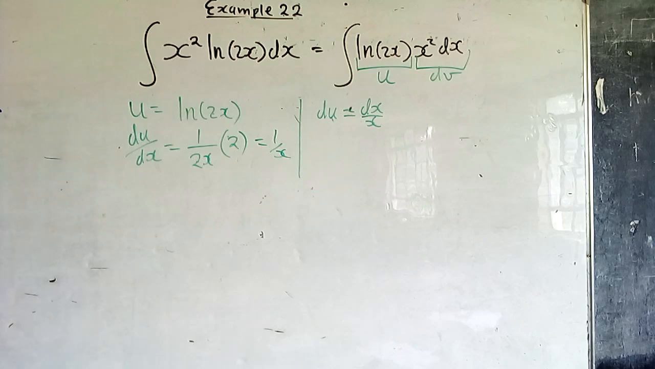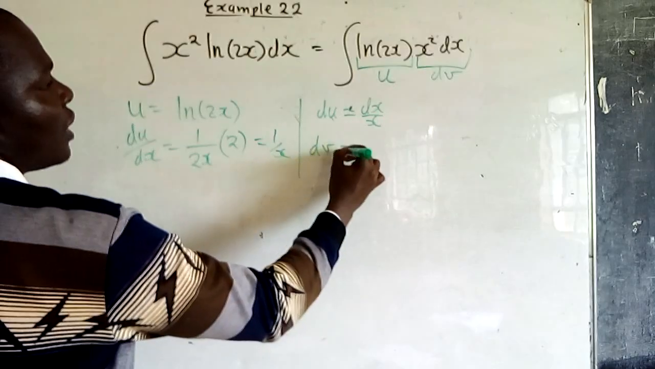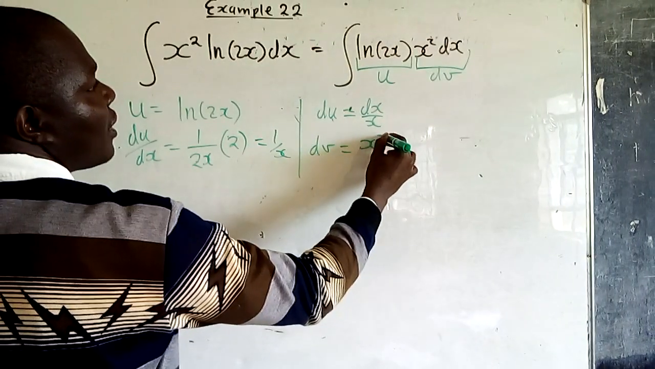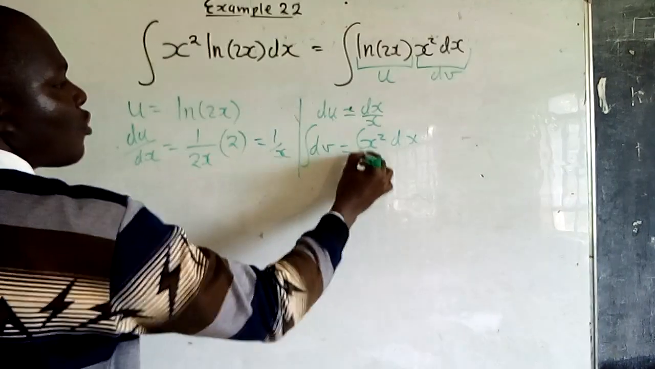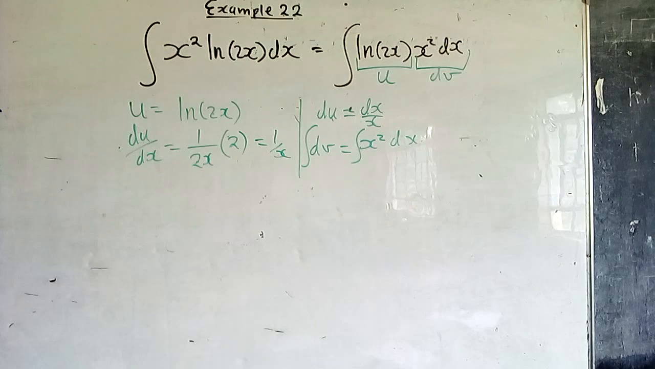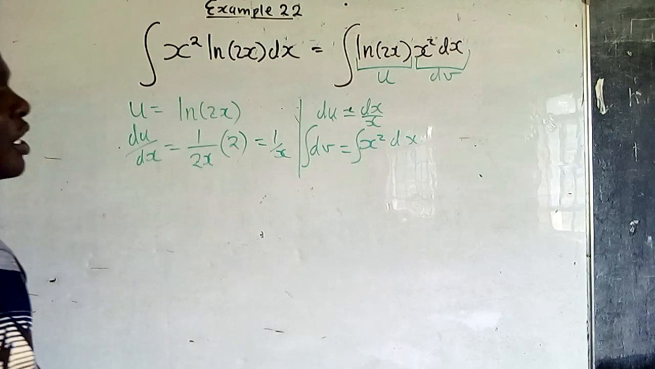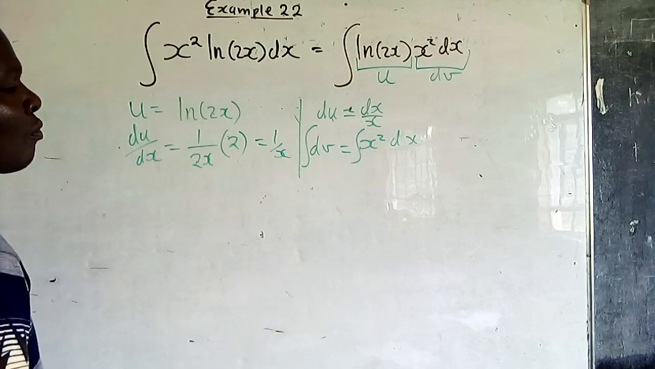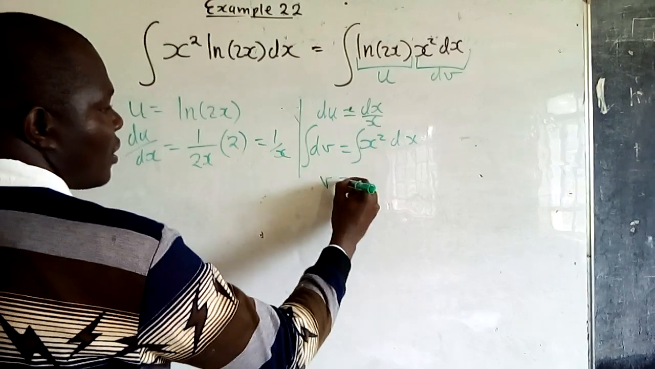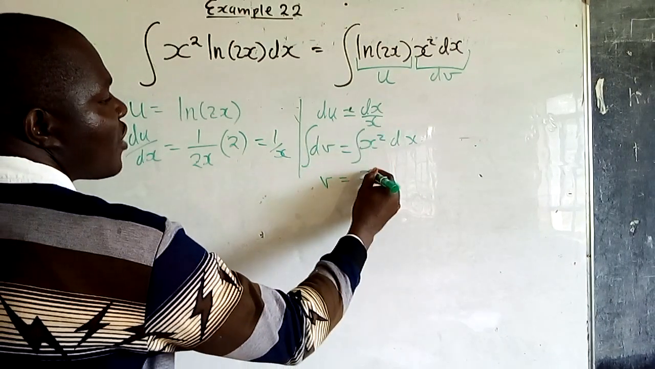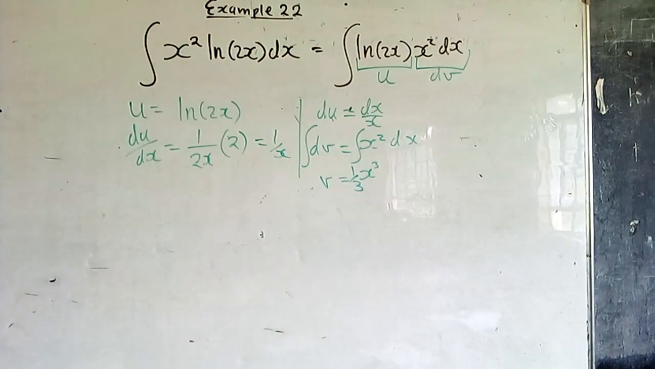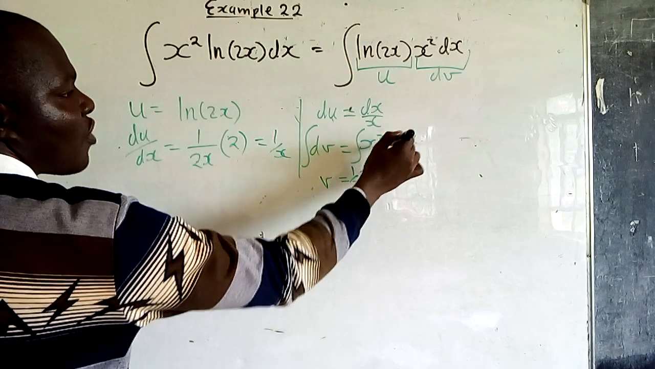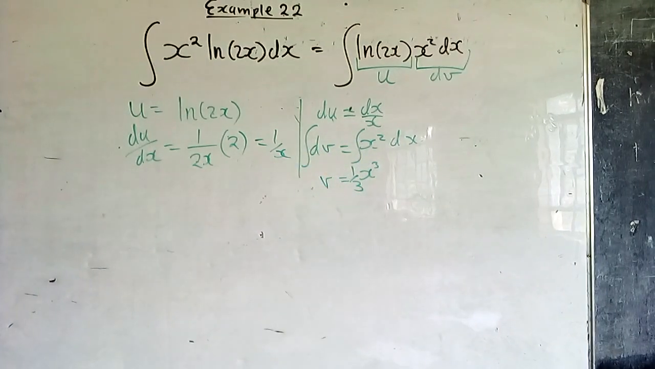Then move to dv. dv is x squared dx. So you introduce the integral on both sides, isn't it? Yes. If you introduce the integral on both sides, you get v to be, if you integrate x squared, you get x cubed over 3, which is the same as a third x cubed, isn't it? Are we together? Integrating x squared, you simply add 1 to the power and you divide by the resultant power.